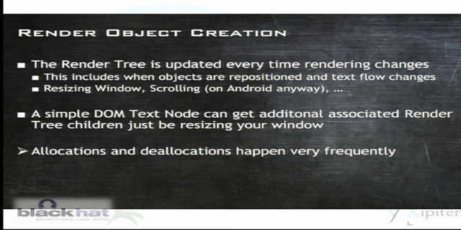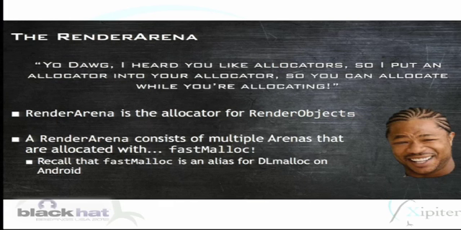Because these nodes in this tree are allocated and deallocated a lot, you need a very fast allocator. And what do people do if they need a very fast allocator? They add their own allocator, right? So what did the WebKit developers do? Yo dog, I heard you like allocators, so I put an allocator into your allocator so you can allocate while you're allocating. So there's this awesome thing that is called the render arena.